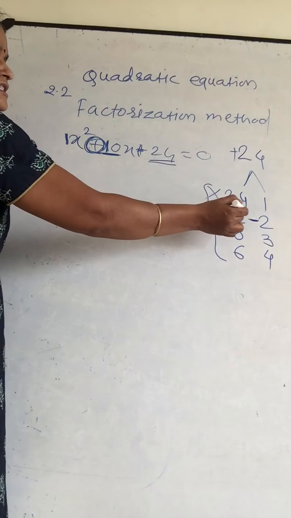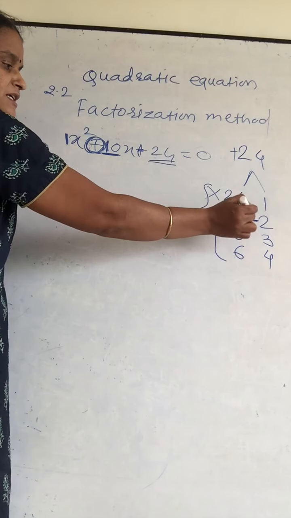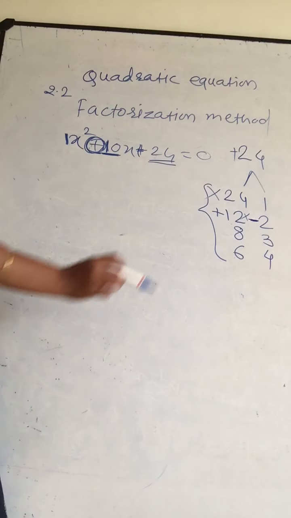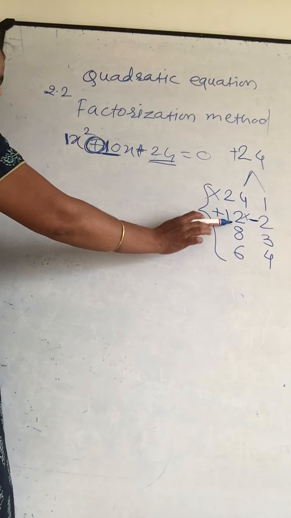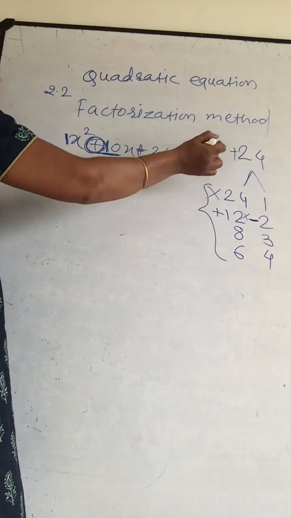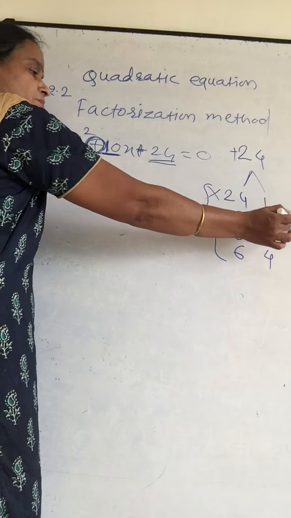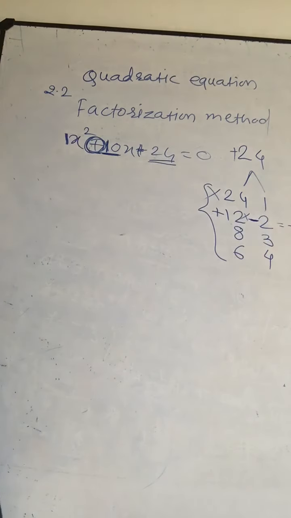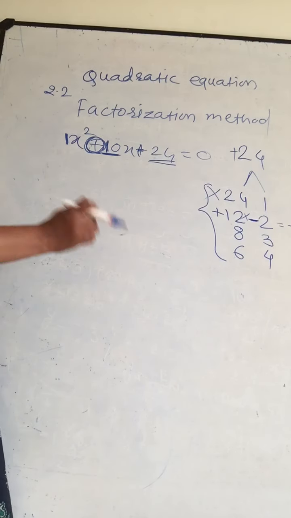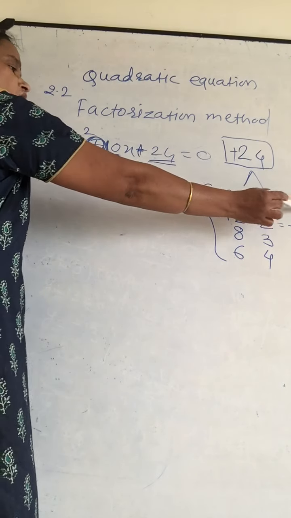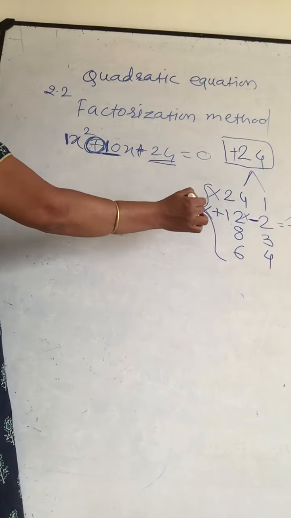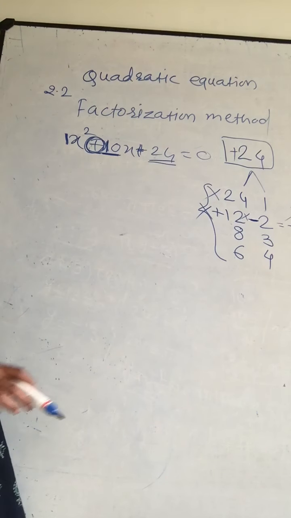But what will be the multiplication of plus 12 and minus 2? Minus 24, because only one number has the minus sign in the multiplication, therefore the answer becomes minus. So minus 24, but my term is plus 24. Here it is not minus 24, so this pair is cancelled.